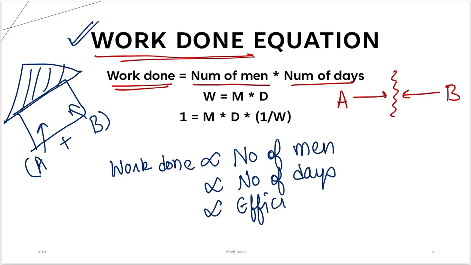Suppose I take efficiency. Efficiency means a person having higher efficiency will do more work, right? Okay, we'll see in the question. I hope you understand. We just have to see the proportionality: more number of men, more work; more number of days, more work that could be done; higher efficiency, higher work done. You just have to know this proportionality for now. You will see this application in the next slide.